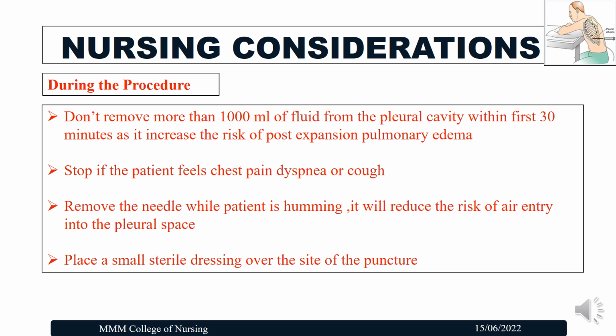Remove the needle while the patient is humming. Ask the patient to make a humming sound and then remove the needle, so it will reduce the risk of air entry into the pleural space. Apply a small sterile dressing over the site of the puncture once the procedure has been done.